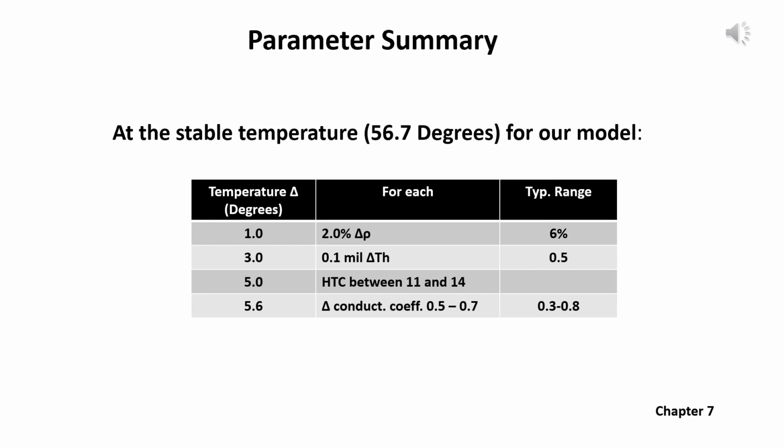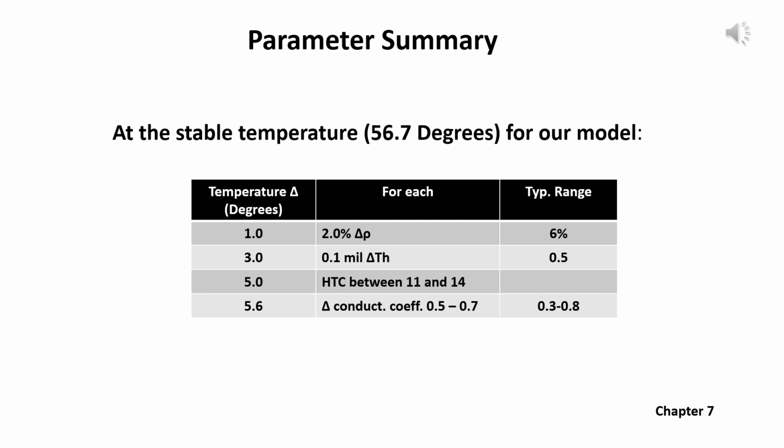And here is a summary of the results of our simulation. A detailed analysis of the simulation is included in Chapter 7 of our book. The temperature will change 1 degree for each 2% change in resistivity. The typical uncertainty of resistivity is 6%, so that can impact the temperature by about 3 degrees under the conditions of our simulation. The temperature will change 3 degrees for a 1/10 of a mil change in thickness. The typical uncertainty in thickness is maybe 1/2 mil. So that's a 15-degree uncertainty based on variations in trace thickness.